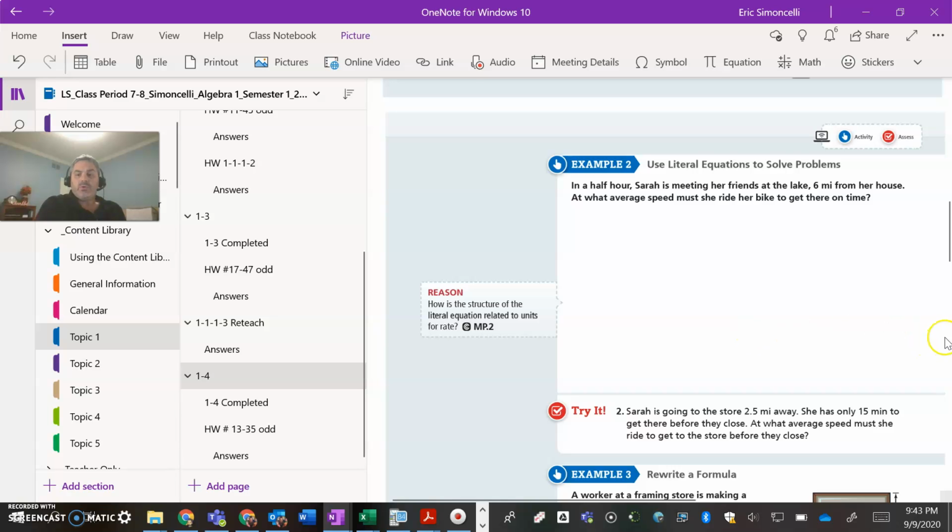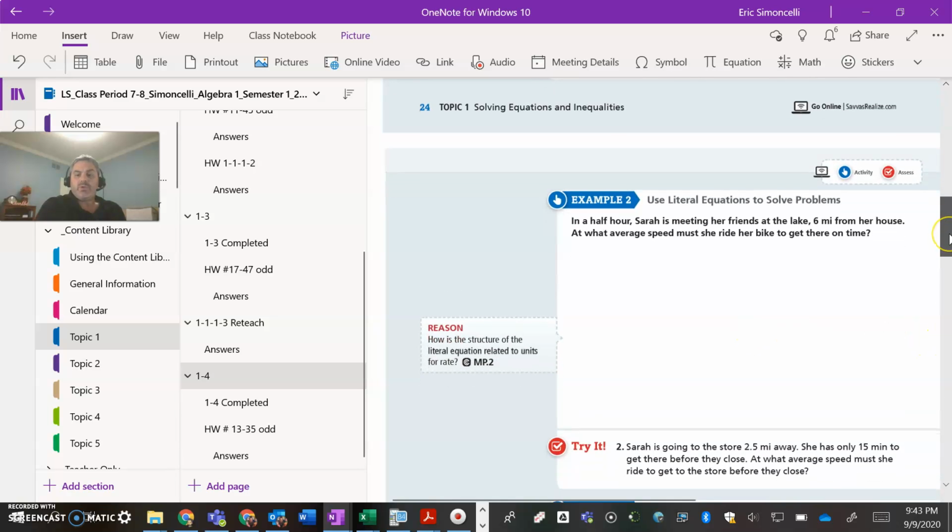So now we get to take a look at how maybe a problem can be solved, more specifically if we know some of those variables as a constant. Let's take a look. In a half hour, Sarah is meeting her friends at the lake, 6 miles from her house. At what average speed must she ride her bike to get there on time?